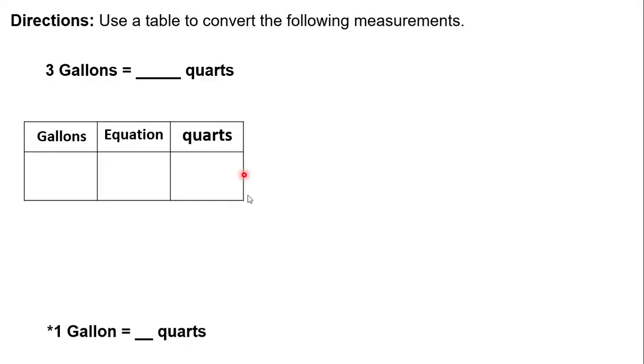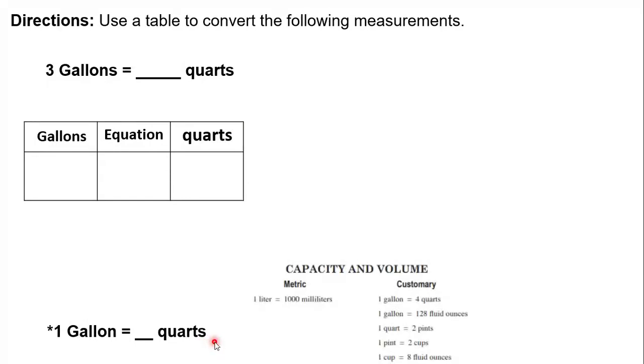Now, let's see how many quarts are in 1 gallon. We can look at our reference sheet to help us. We're going to look under the capacity and volume portion of the reference sheet, and we can see that 1 gallon is equal to 4 quarts. So we know that for every gallon, there's 4 quarts. In this problem, we're given 3 gallons.